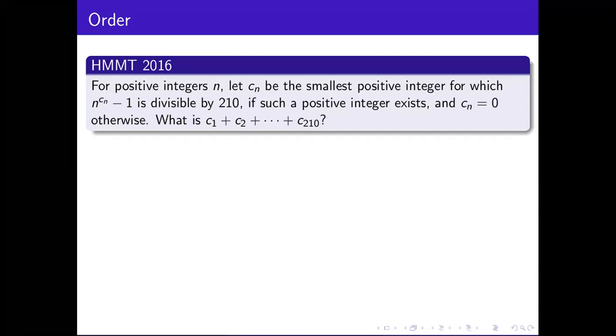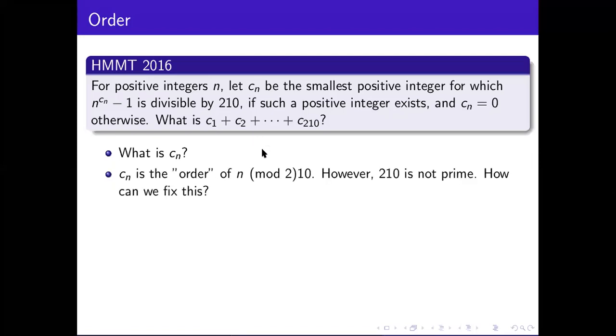Note that n to the C(n) minus 1 being divisible by 210 looks a lot like our scenarios from before. But what's different here is that 210 is not a prime. So C of n is sort of the order of n mod 210. However, 210 is not prime. So how can we fix this? Instead of looking at mod 210, we look at mod 2, 3, 5, and 7, and then use the Chinese remainder theorem.